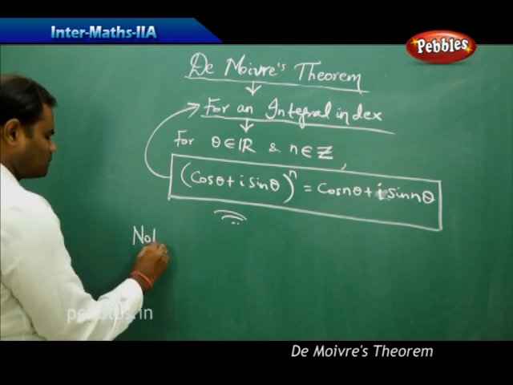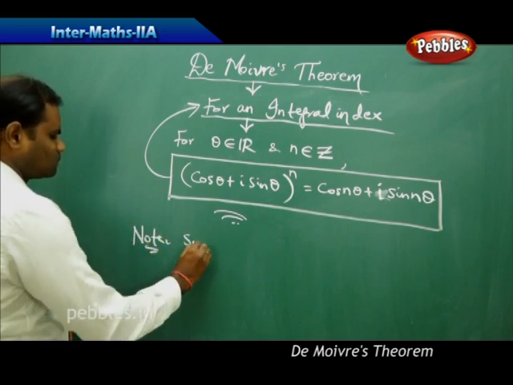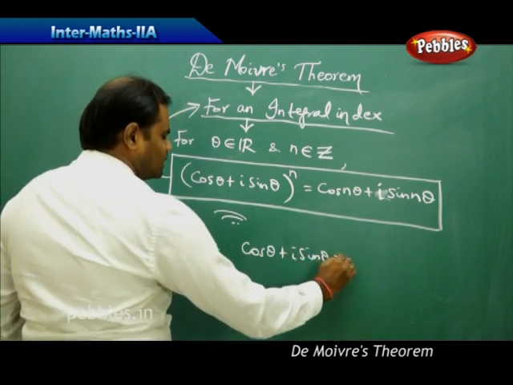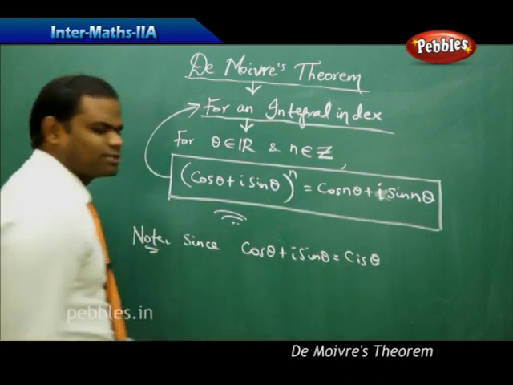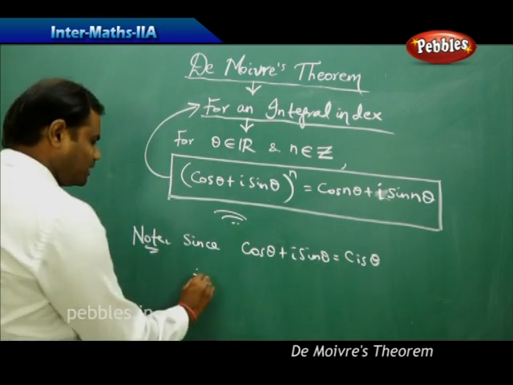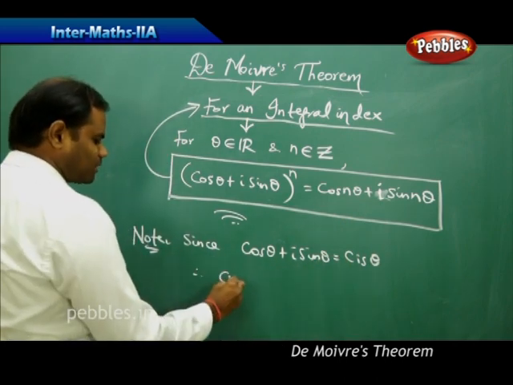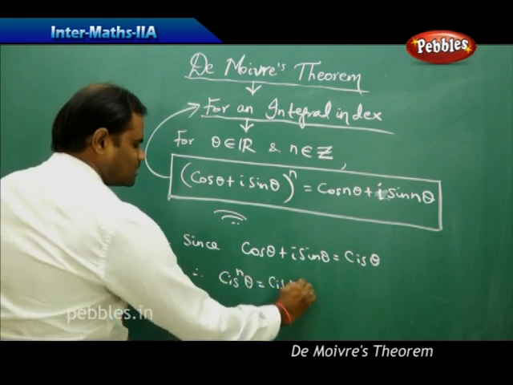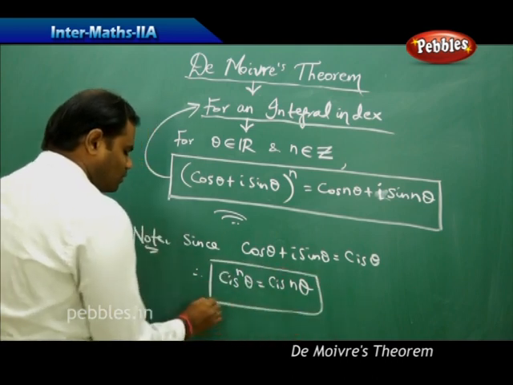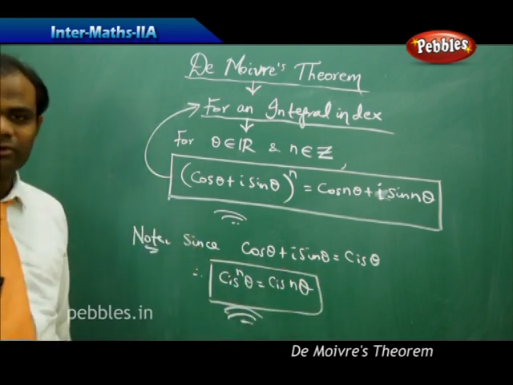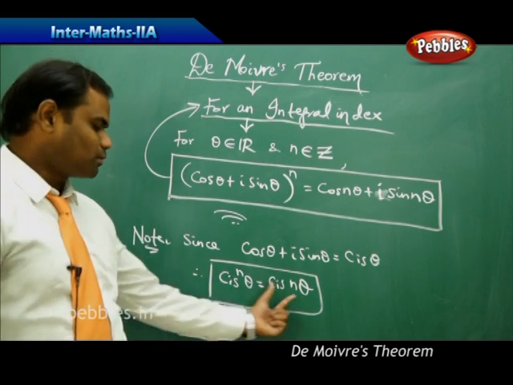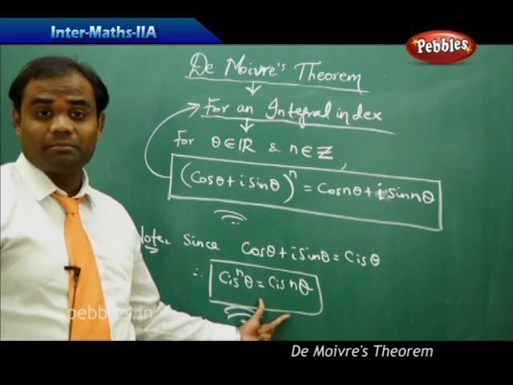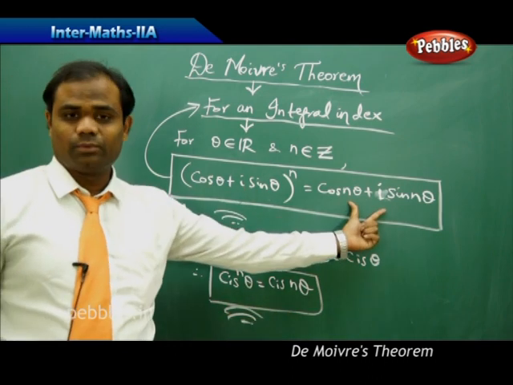And note, since cos theta plus i sin theta is referred to as cis theta in short form, therefore De Moivre's theorem can be written as (cis theta) power n is cis n theta, which is how we understand De Moivre's theorem in a shortcut form: (cis theta) power n equals cis n theta.